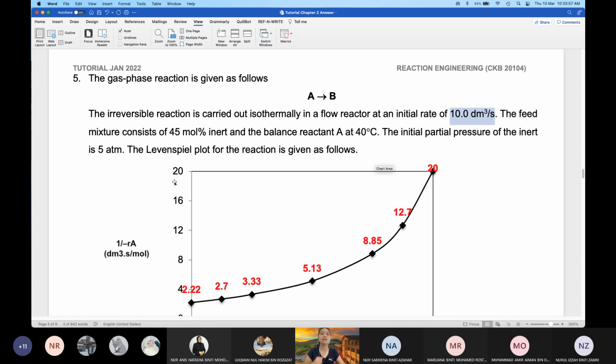Okay, now next, cabaran dia nak tahu FA naught, kena cari CA naught. Okay, CA naught tak diberi. However, you know this is gas phase reaction. Kalau gas phase, dan kalau kamu tengok dalam soalan, dia beri suhu, dia beri tekanan. Regardless apalah tekanan atau suhu tu, it tells you that most likely you can use the ideal gas law. Sebab ideal gas law boleh cari CA naught. So CA naught darab V naught, dapatlah FA naught. Dapat FA naught, bolehlah solve.